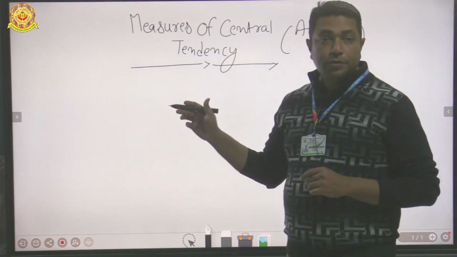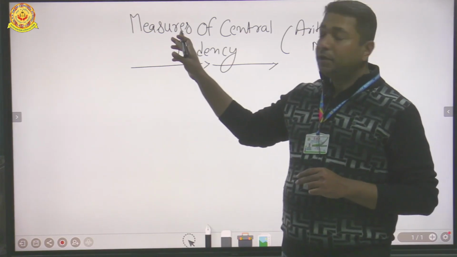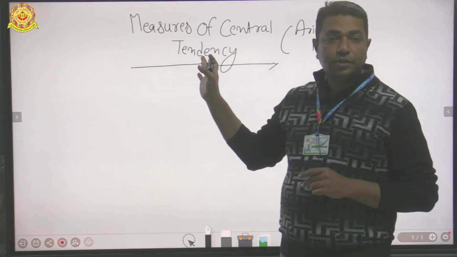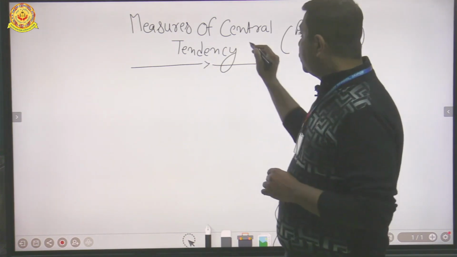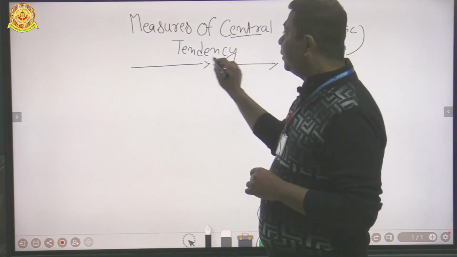So good morning students. Today we will start the next chapter, that is measures of central tendency. Now first of all, what is central tendency?